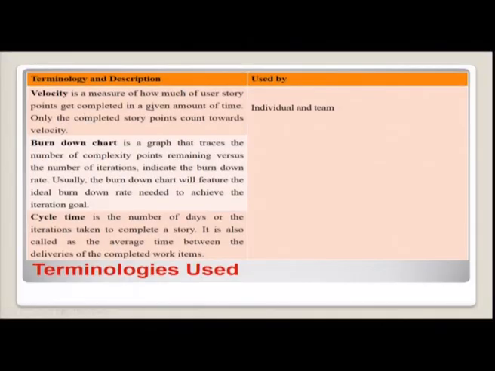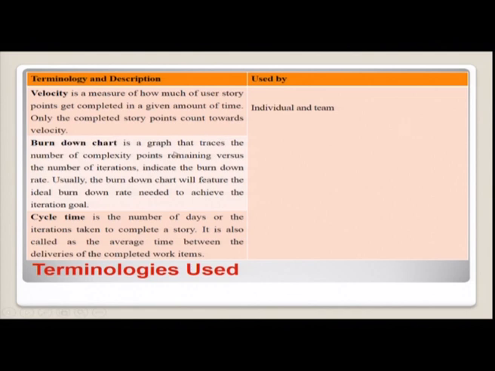So let us see about the velocity. Velocity is a measure of how much of user story points gets completed in a given amount of time. Only the completed user story points count towards velocity.